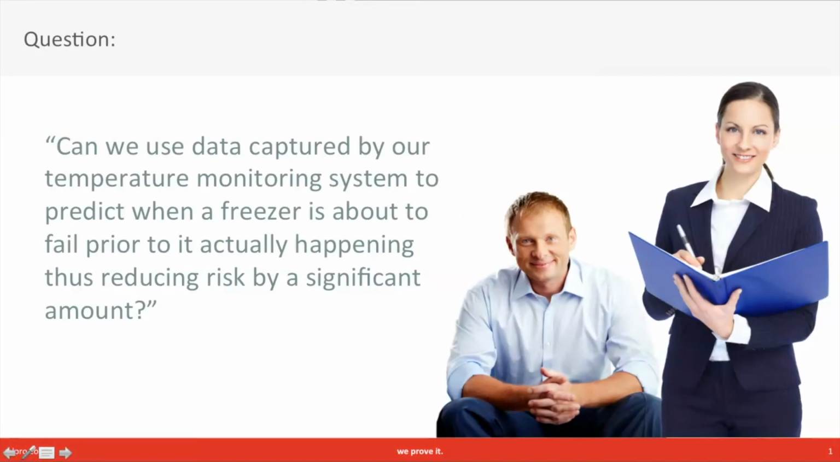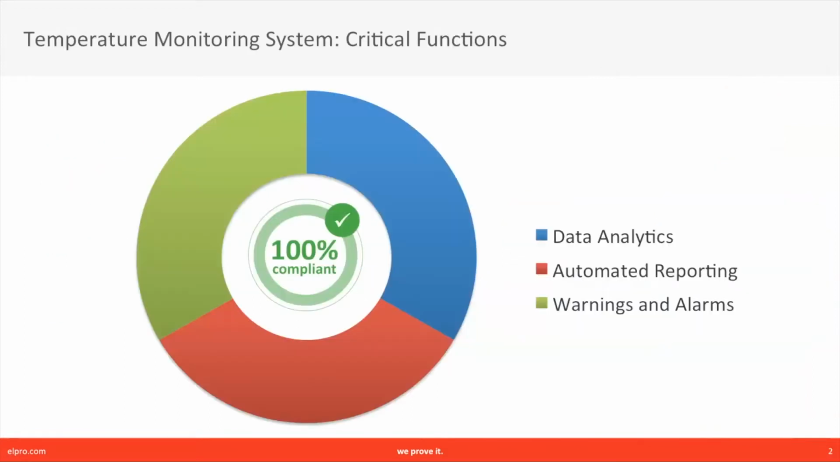At ELPRO, we're frequently asked, can we use data captured by our temperature monitoring system to predict when a freezer is about to fail prior to it actually happening, thus significantly reducing the amount of risk? In many cases, the answer is yes, because data is powerful. Let's take a look at a practical example that can help you significantly reduce your risk.